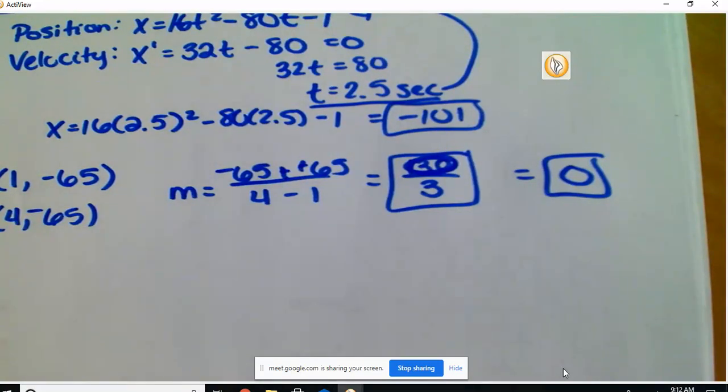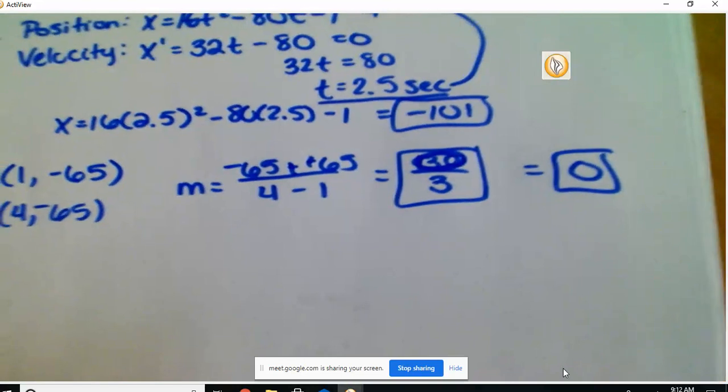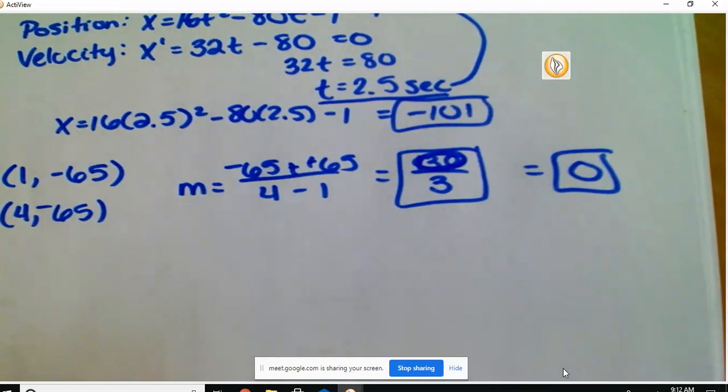How could you have an average velocity of 0 if we know it was moving the entire time? What's that telling me? Yeah, it's saying it went forward for a while and it went backward, because velocity can be positive or negative, shows direction. So essentially it's stopped where it started.